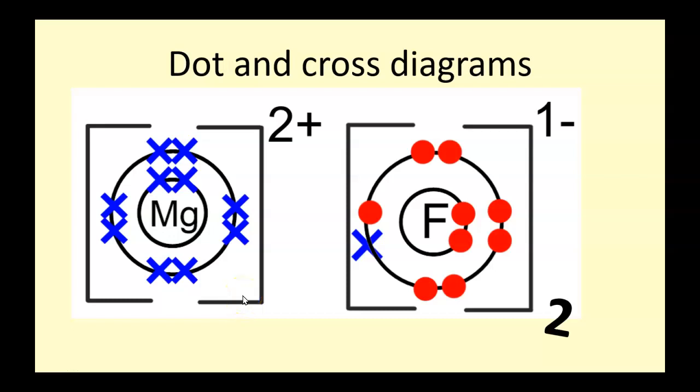Dot and cross diagrams. On the screen you can see a dot and cross diagram. What information do dot and cross diagrams tell you? If we look at the diagram, we can see it shows the electron configuration of the ions. Here's the arrangement of 2, 8. Here the electron arrangement is also 2, 8. And we can also see the charges shown in the top right corner.